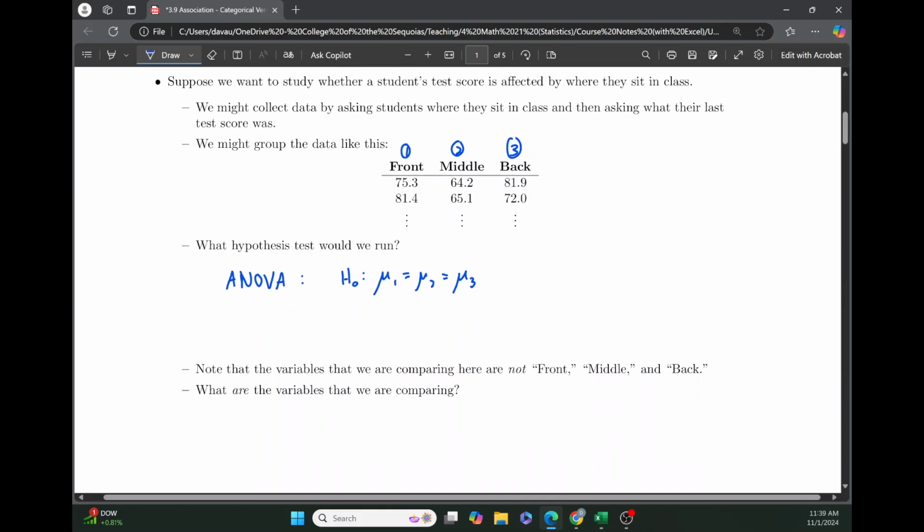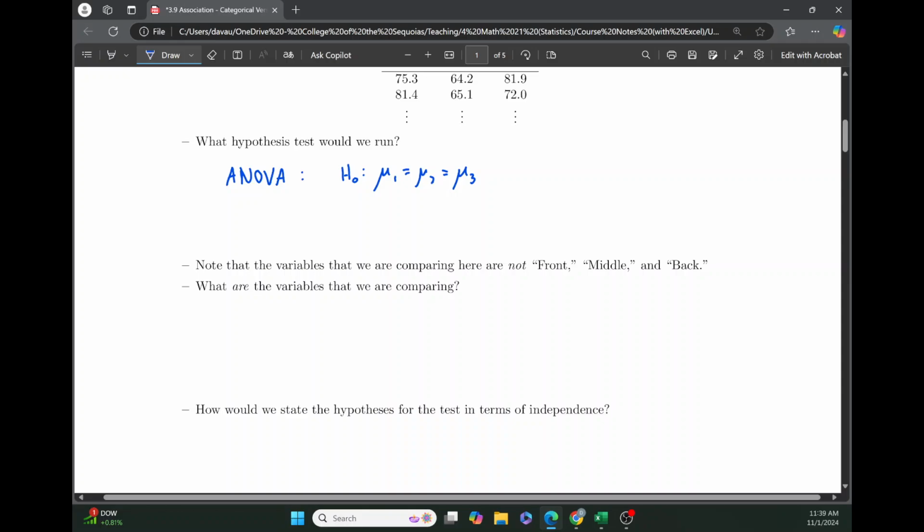Now, again, a common misconception here is that the variables we're comparing are front versus middle versus back, but that's not accurate. Those aren't variables. Those are just the categories. Those are the categories within the categorical variable of position in class, right? So front, middle, back are not the variables that we are comparing. The variables that we're comparing are position in class and test score, right?